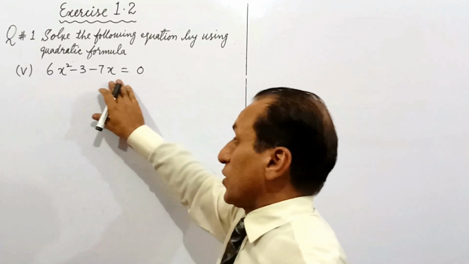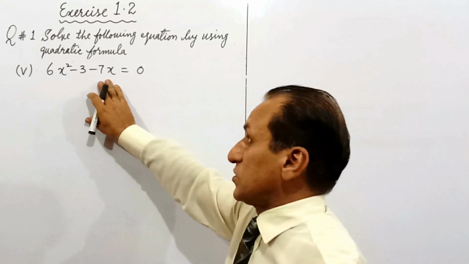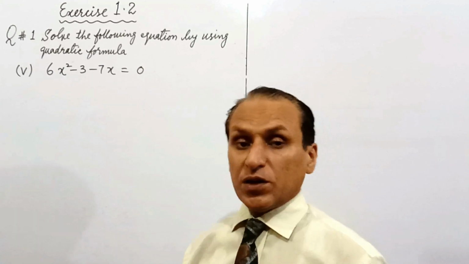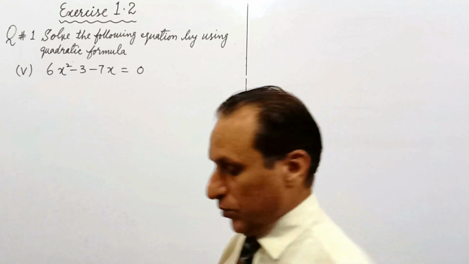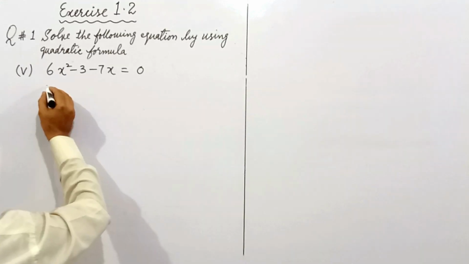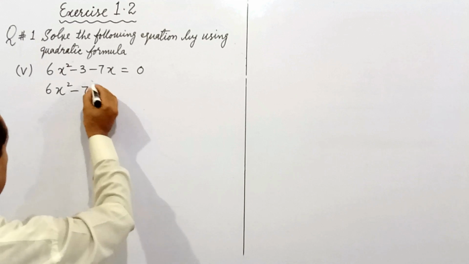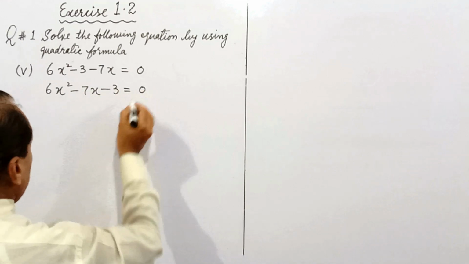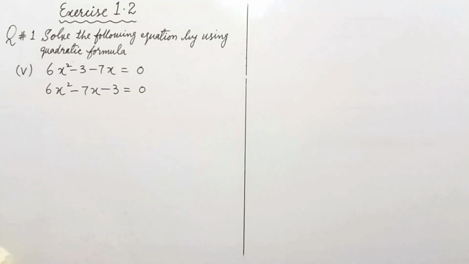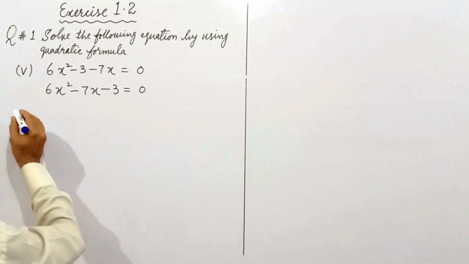In this, a quadratic equation is given, but this is not in standard form. So first of all, we have to convert it into standard form. That is 6x square minus 7x minus 3 is equal to 0. Now, we compare this equation with the standard quadratic equation.